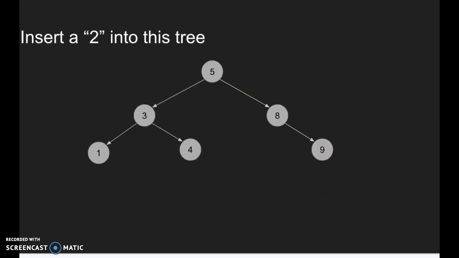There it is. Okay, insert a 2 into this tree. So it's a binary search tree, so that traversal is going to be the same. So I'm going to walk you through just the pseudocode-ish process. And again, this is a recursive method.